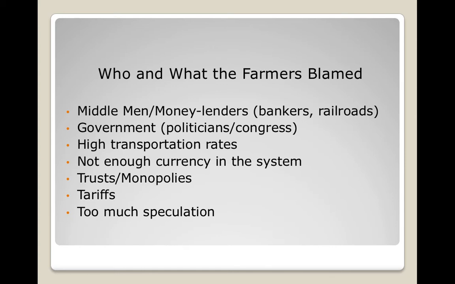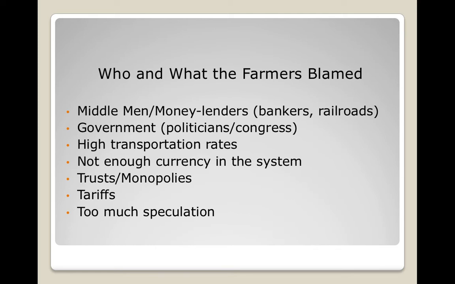So who did the farmers blame? They blamed the middlemen. They blamed the money lenders or the bankers and the railroads. They blamed the government, specifically the politicians in Congress. They felt there were too high transportation rates, particularly by the railroads, because the railroads were the ones who were transporting their agricultural goods.